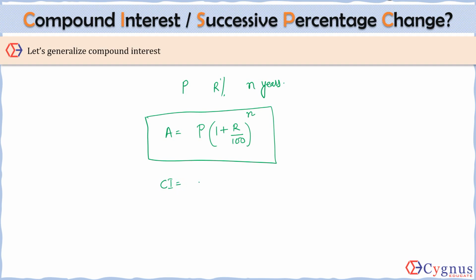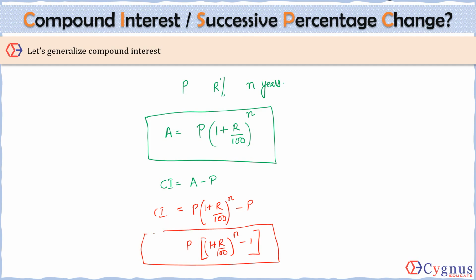So what's the compound interest? We know that compound interest is always equal to amount minus principal. Yes or no? What's the amount here? We have already seen that it is P into 1 plus R by 100 raised to the power n, minus P. So the value of compound interest would be this much. If you take P common, what do we get? P into 1 plus R by 100 raised to the power n, minus 1. Yes or no? So this becomes the formula for the compound interest. Or you can find the value of the amount and subtract the principal from it.